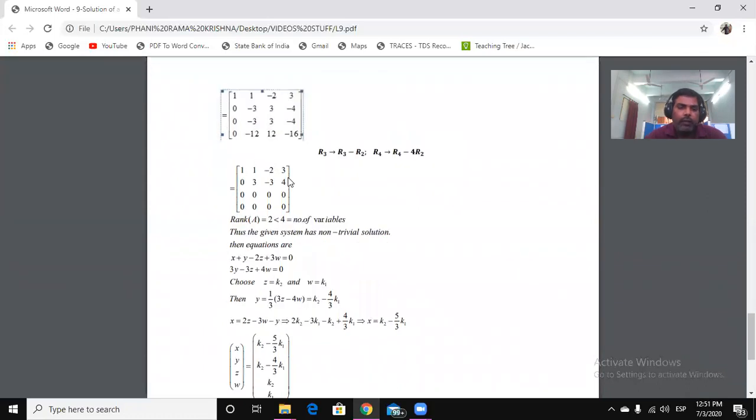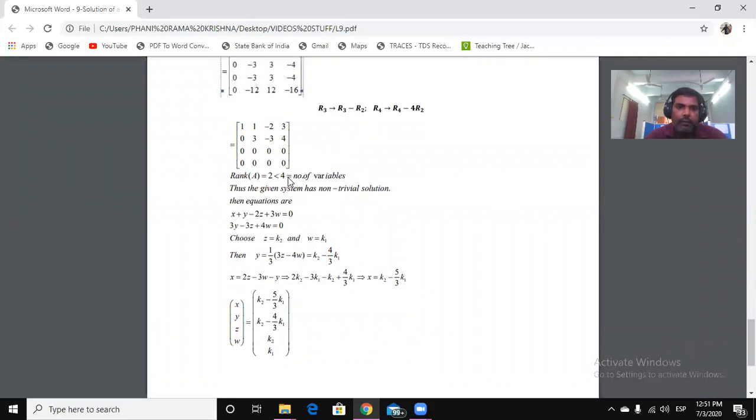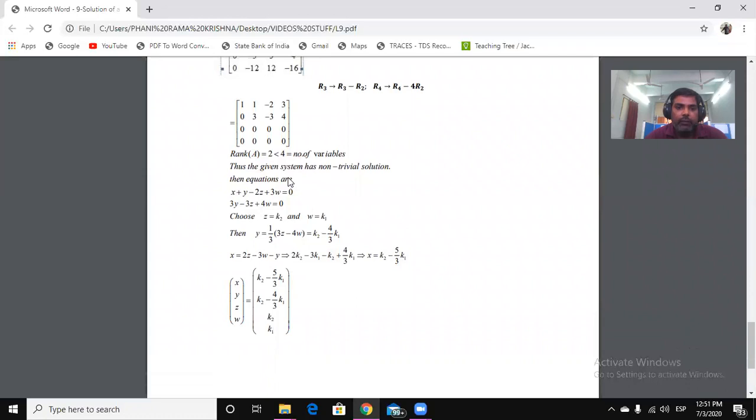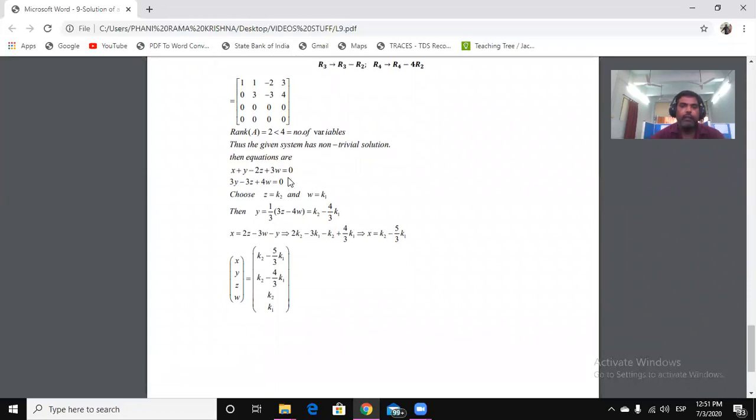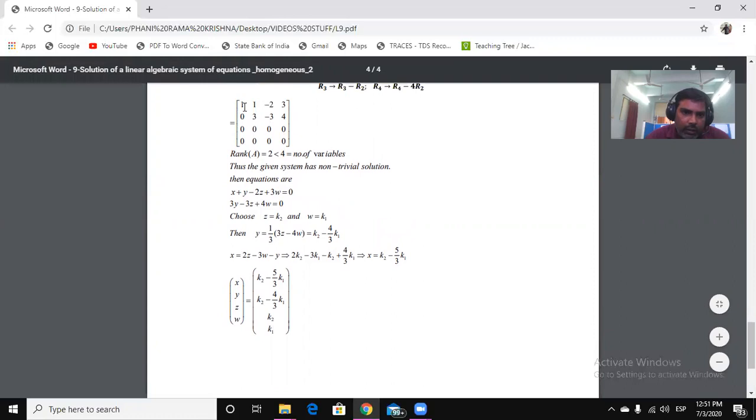So here the number of non-zero rows are 2. So rank is 2, but number of variables are 4. Therefore the system has infinitely many solutions, non-trivial. How to find infinitely many? Rank is 2, number of variables 4. So 4 minus 2, that is the number of independent variables.